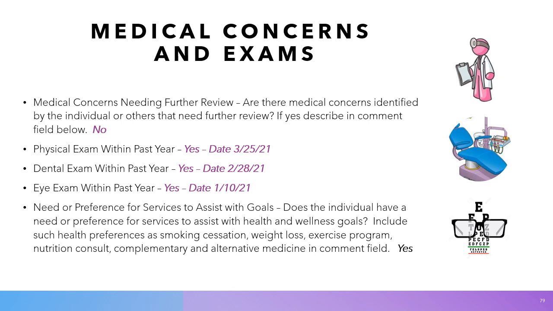Need or preference for services to assist with goals. Does the individual have a need or preference for services to assist with health and wellness goals? Include such health preferences as smoking cessation, weight loss, exercise program, nutrition consult, complementary and alternative medicine in the comment field. Yes for Jane.